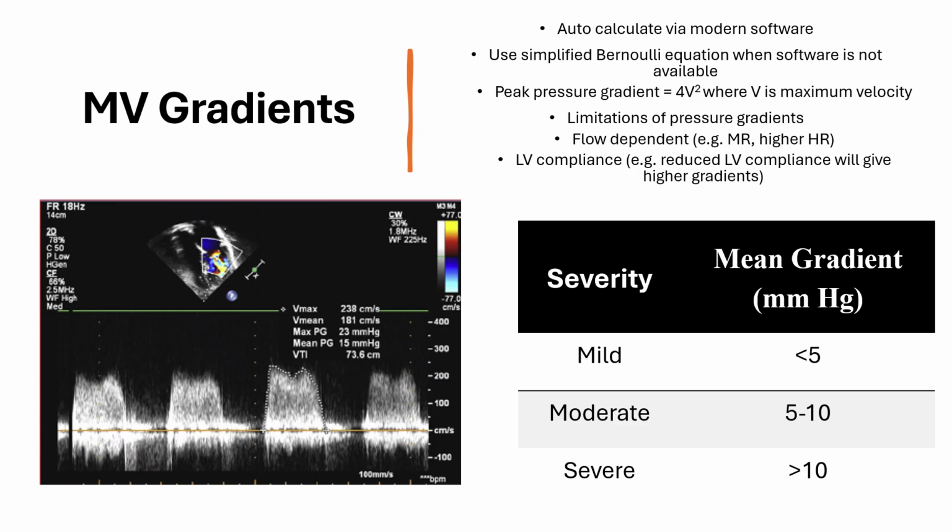Nevertheless, when everything else fits, such as your 2D and planimetry, gradients through the mitral valve can be important in assessing the severity of mitral stenosis. A mean gradient of more than 10 millimeters of mercury is strongly suggestive of severe mitral stenosis. Please pause this video if you need more time to read this concept.